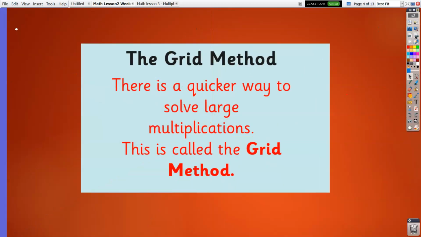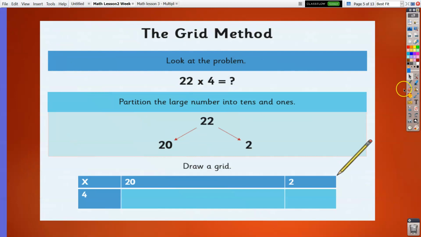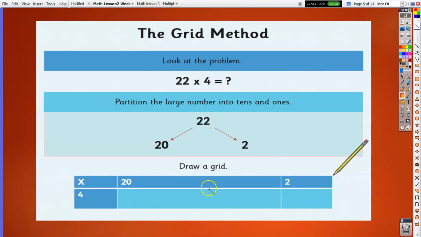Okay, the grid method. This is the quicker way to solve large multiplications. So how it is done? Here's an example. Supposing you have a number problem which is 22 times 4. So the first step that we're going to do is to draw a grid. Okay, a grid looks like this, but in your copybook you can just simply put two horizontal lines and two vertical lines.